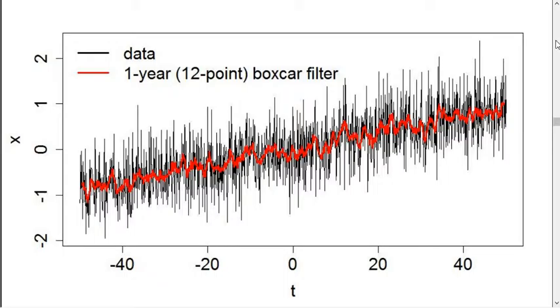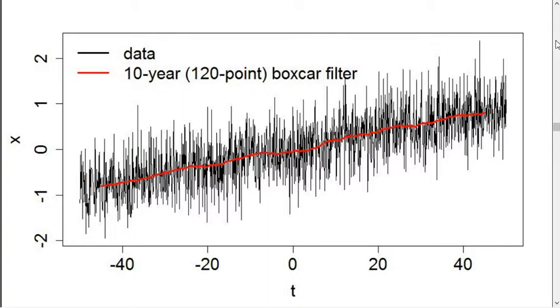We don't have to restrict ourselves to a 1-year or 12-point boxcar filter. We could go with a 5-year boxcar filter. Now the noise is reduced even further. In fact, it's starting to look closer to a straight line. There's still a good bit of wiggling around, but the wiggling around due to noise is greatly reduced. We can go from a 5-year or 60-point boxcar filter to a 10-year or 120-point boxcar filter. Now we're getting quite close to a straight line signal coming out because the noise has been so greatly reduced.